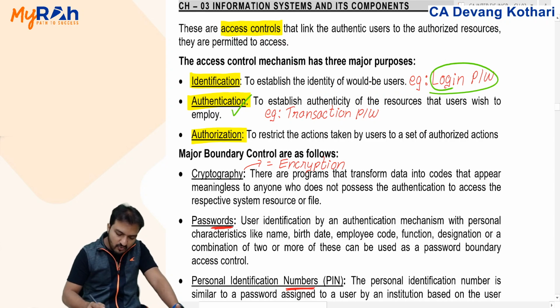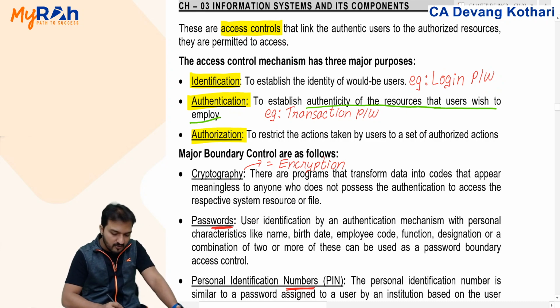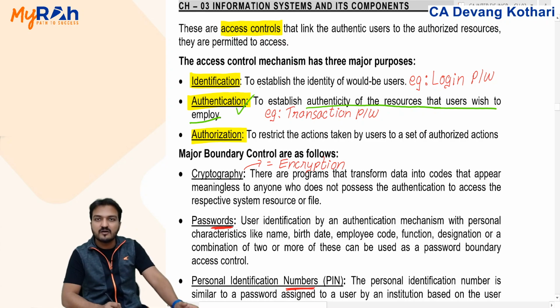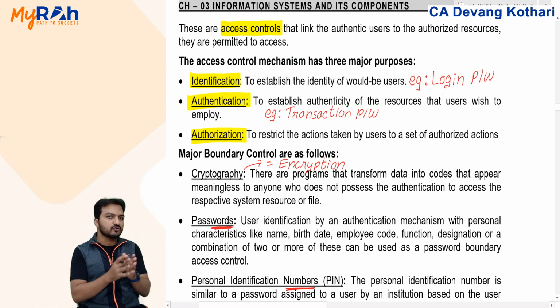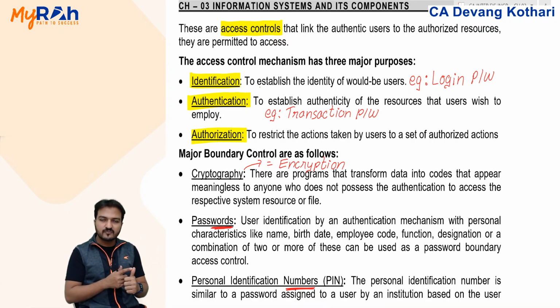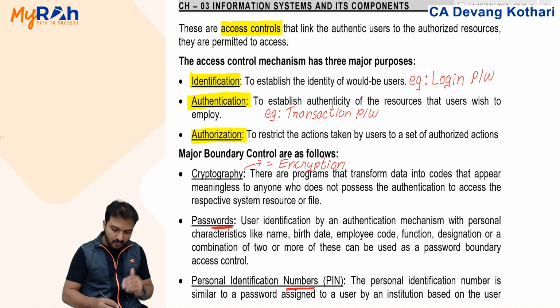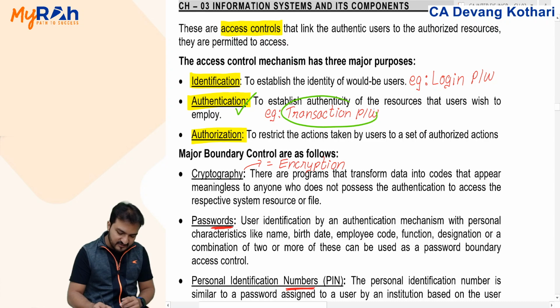Authentication is to again check the identity. It is to check the authenticity of the resources that users wish to employ. Generally, authentication is checked at the point of access, at the point of entering transaction. So identification is checked when you log into the software. Authentication is checked when you try to enter a transaction, like transaction password.